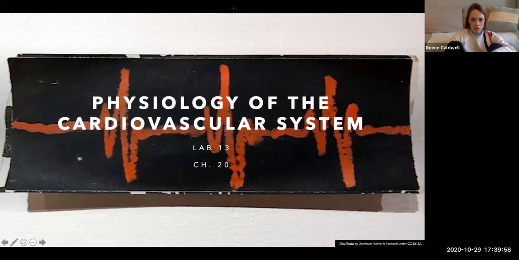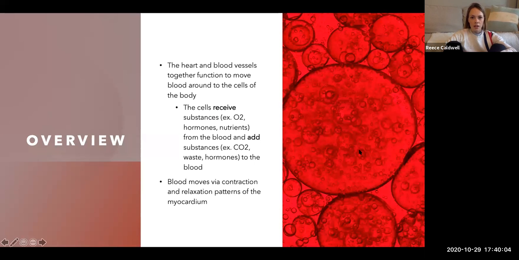Okay, so now we're getting on to the physiology portion. So just a little overview recap. The heart and the blood vessels function together to move blood around to the cells of the body. The cells receive substances like oxygen, hormones, and nutrients from the blood, and they also add substances like carbon dioxide, waste, and more hormones. Blood moves via the contraction and relaxation patterns of the heart muscle, the myocardium. If that heart muscle was not beating, our blood would just sit still. That beating of the heart is what gets blood to move.